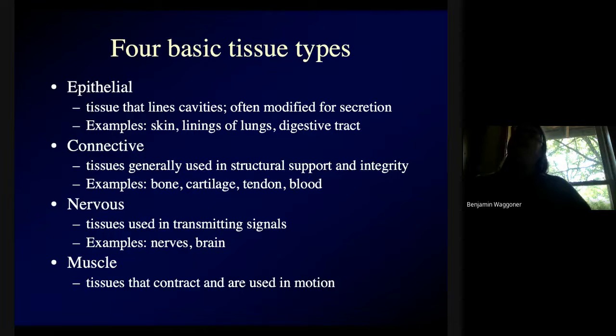Blood is technically connective tissue. Anything that holds you up and locks you together would be connective. Tissue that is used to transmit signals is nervous tissue, and your brain is nervous tissue. Some days it's more nervous than others. And your spinal cord would be nervous tissue, and your actual nerves would be nervous tissue.